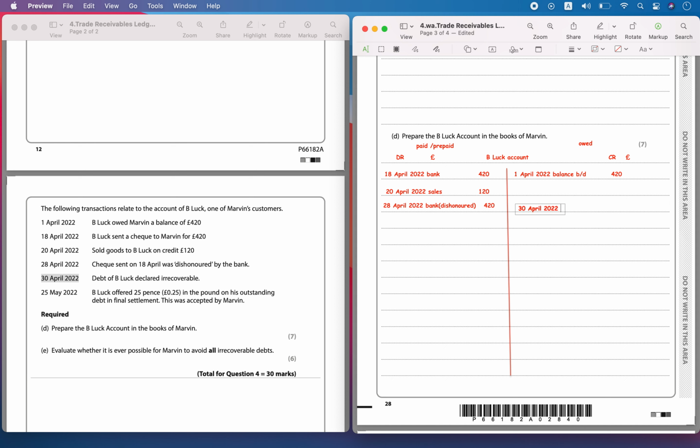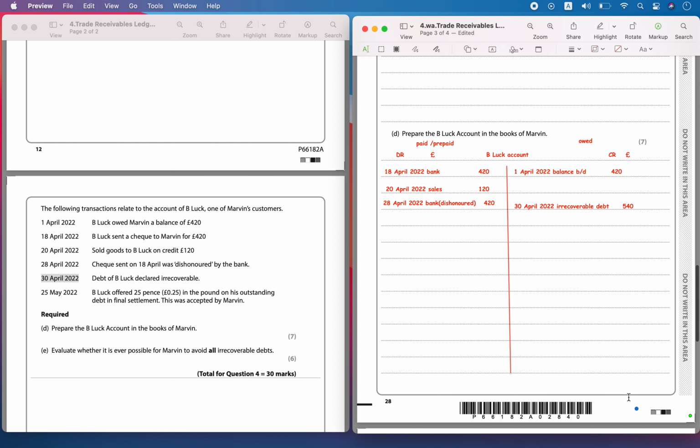So this is going to be transferred to irrecoverable debt. The amount that was transferred will be 420 plus 120. This was some already owed, and this was also sold. So the total amount that will be transferred to the irrecoverable debt account will become 540. And then it is going to be transferred to the income statement. So you'll close down that account.